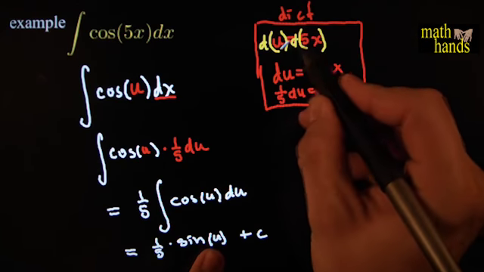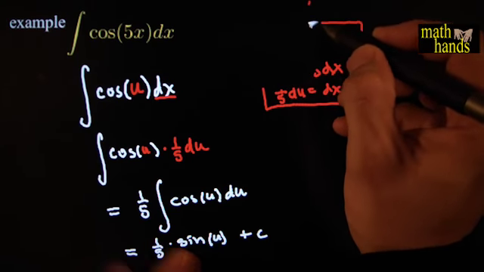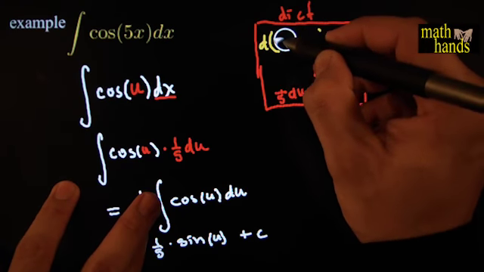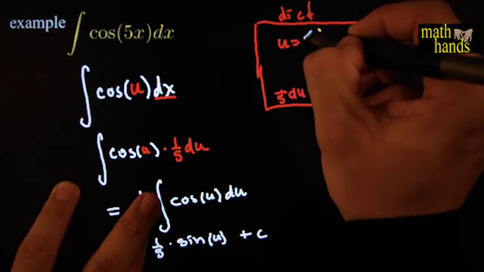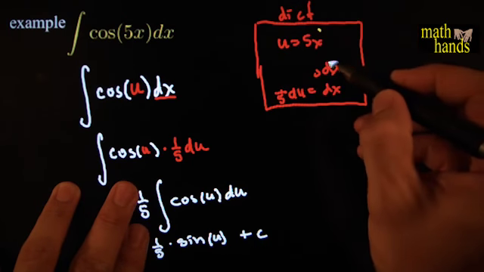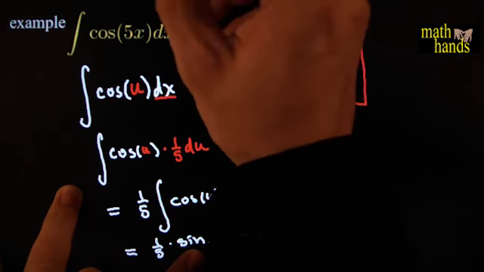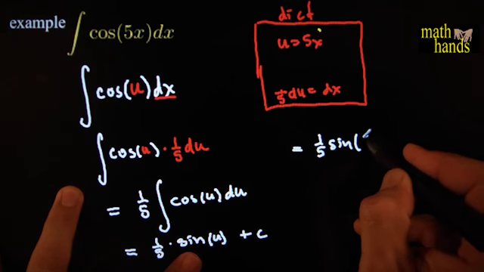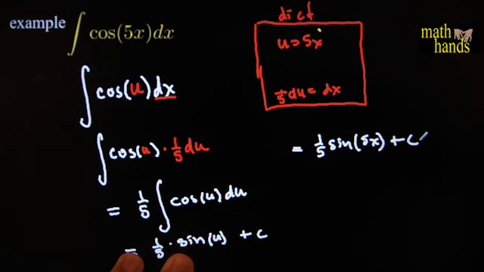So every u can be exchanged for a 5x. I'll erase this so we can have just what we had before. Before we had that u was equal to 5x. That was the exchange rate. So I use that exchange rate, u is equal to 5x, to change it back, and I'll be done with this. This will be 1/5 sine 5x plus a constant. There you go. That's our first u substitution.